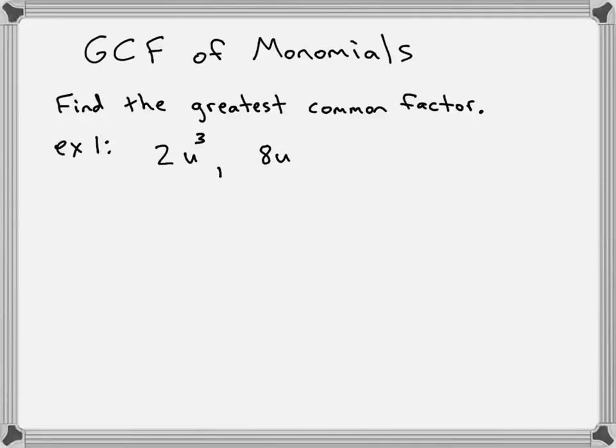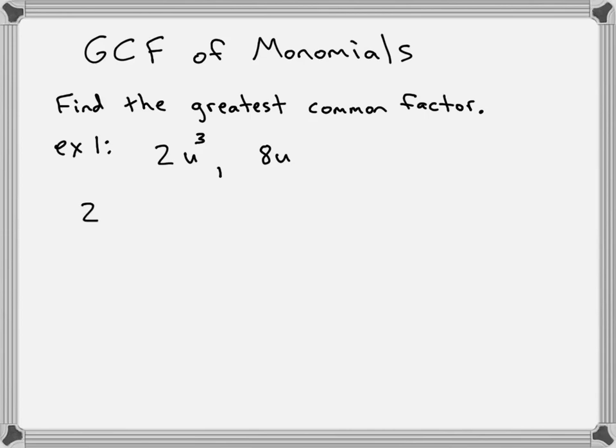In this video, we are going to go over how to find your greatest common factor of monomials. Your directions here say find the greatest common factor. In this first example, we have two monomials. One is 2u cubed, and the second monomial is 8u. When you are asked to find the greatest common factor, you need to break it down into its factors.